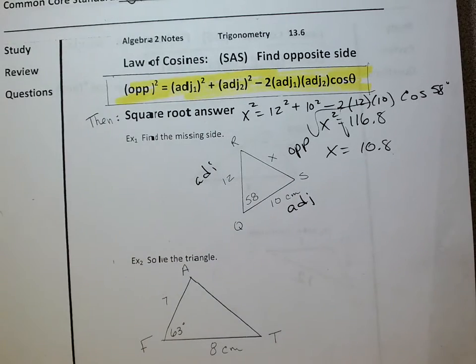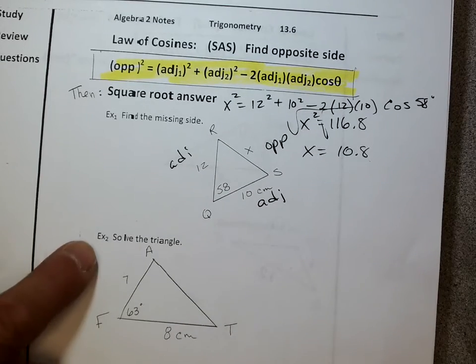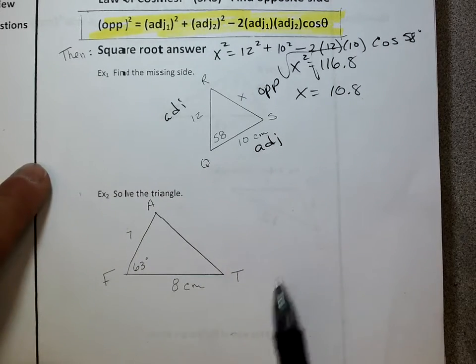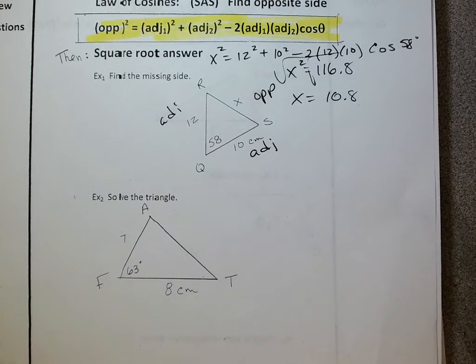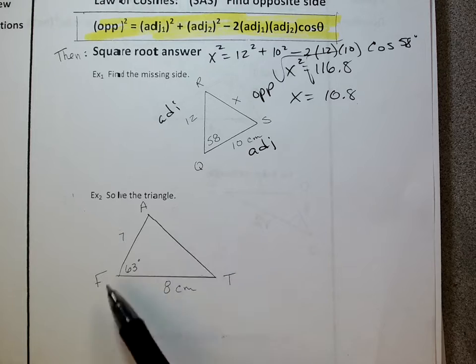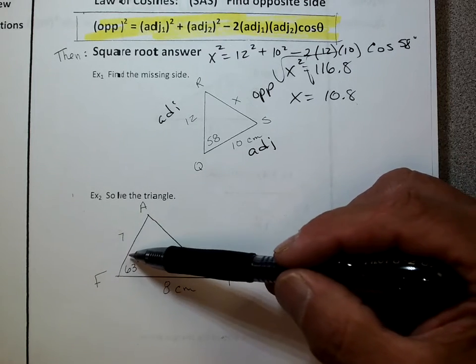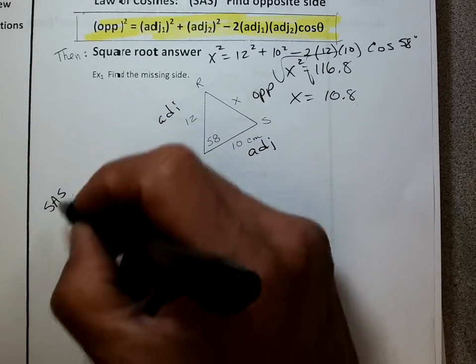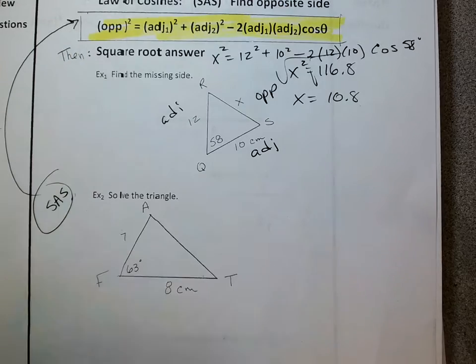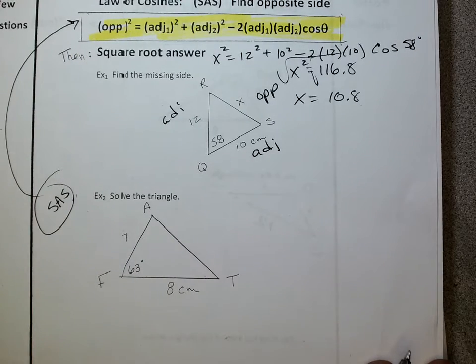Now, if we needed to solve the rest of the triangle, let's go down to number 2, and let's take the law of cosines and finish up the triangle. What do I mean by finishing up the triangle? That means we're going to have to find angle A and angle T, okay? But first of all, there is not a pair of opposites, right? But we do have side, angle, side. And because I do have side, angle, side, let's use the law of cosines again, all right?